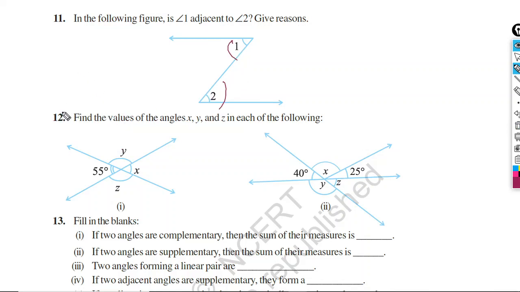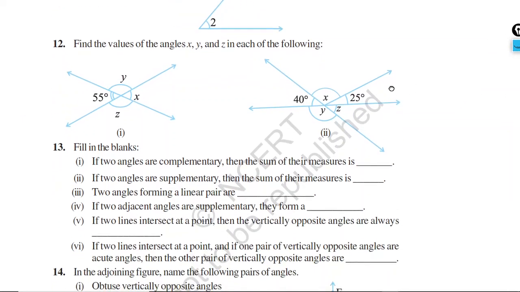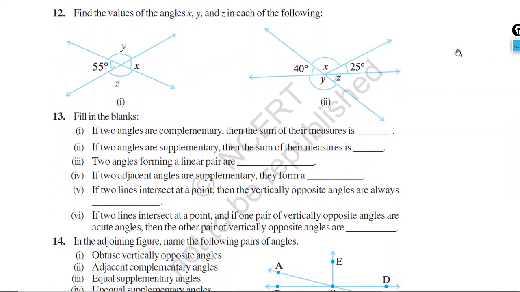Okay. Now we'll move to question number 12. Find the value of x, y and z in each of the following. So what we have to do? We have to find the value of x, y, z here and here. Let's start here. So first we will start with x.